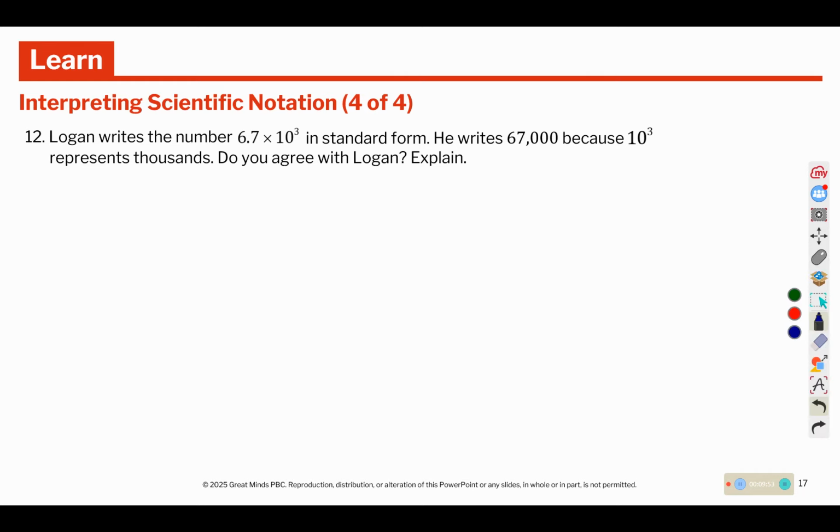Logan writes the number 6.7 times 10 to the third in standard form. He writes 67,000 because 10 to the third represents thousands. This piece is a true statement. Do you agree with Logan? Explain. His answer is incorrect because it is 6.7 times 1,000. So it should be in the 6,000s, not the 60,000s.